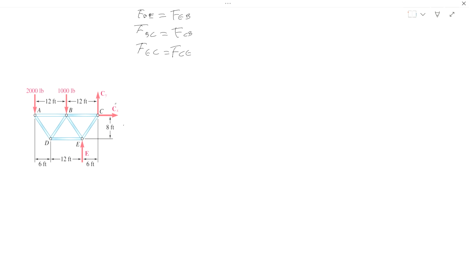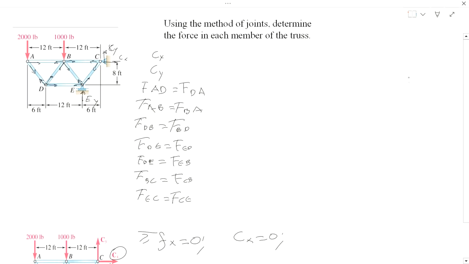So let's find Cx. Summation of forces in X equals, at this point, 0. At this point, we do the whole structure. We don't break the elements yet. And the only one we have is Cx equals 0. Okay, so we have the first force here. Okay, that was pretty easy.